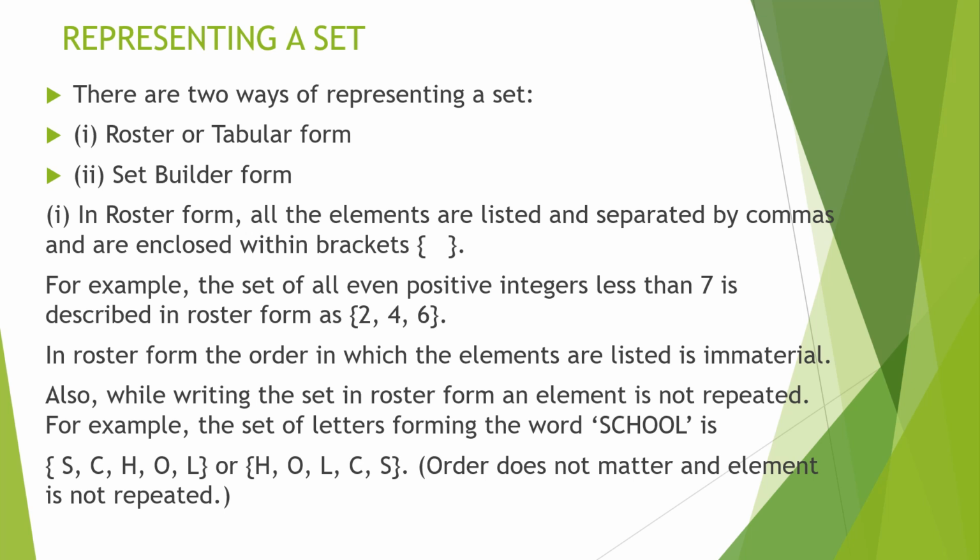In roster form, the order in which elements are listed is immaterial. For example, in the previous case, I can also write the set as {4, 2, 6}. Also, while writing a set in roster form, an element is not repeated. For example, the set of letters forming the word school is the set consisting of S, C, H, O, L. And you can also change the order.